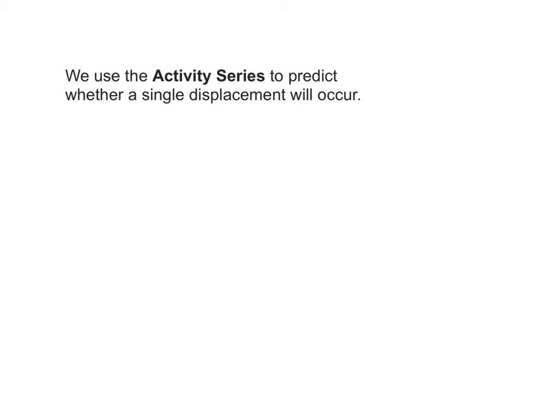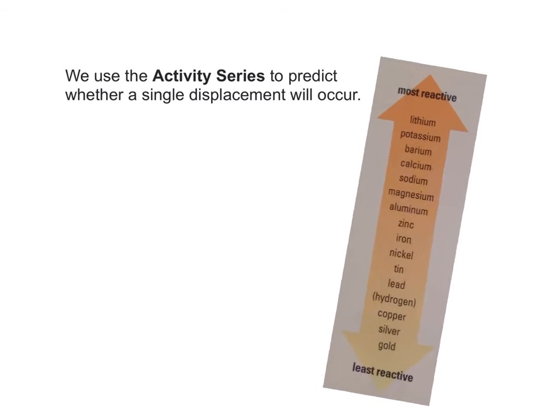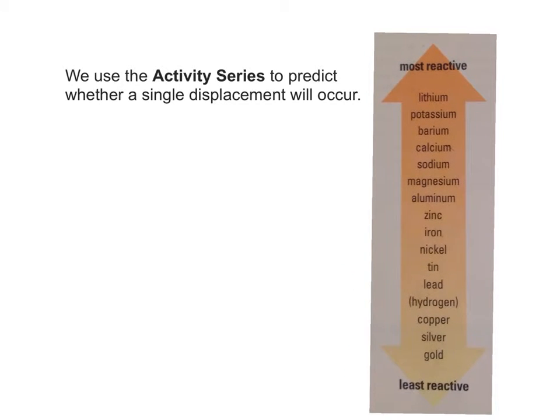This ordered list is called the activity series, and we use this activity series to predict whether a single displacement reaction will occur. If you open your textbook and take a look on page 126, you can see there's an activity series that looks like this. This is a list of metals with the most reactive metals up here at the top and the least reactive metals down here on the bottom.